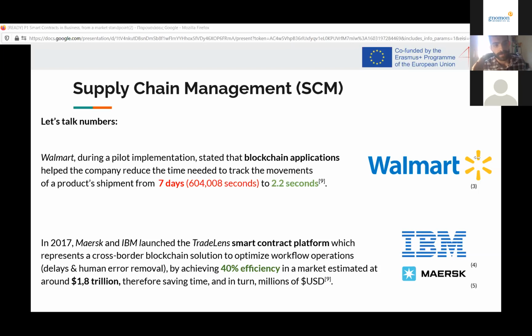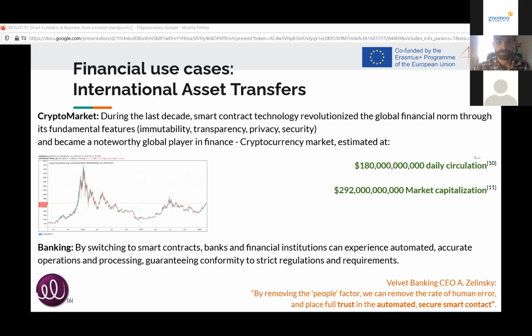Another example is that in 2017, Maersk and IBM launched the TradeLens smart contract platform, which represents a cross-border blockchain solution. In order to optimize workflow operations, removing delays and human error, as I've said before, they achieved 40% efficiency in a market estimated around $1.2 trillion. Therefore, saving time and, as we said, billions of US dollars.